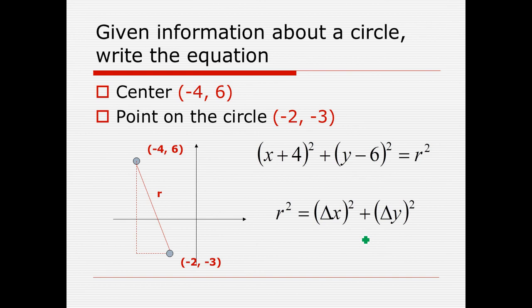The radius squared of a circle is just how far you go from the center in the x, how far you go from the center in the y, square them and add them together.